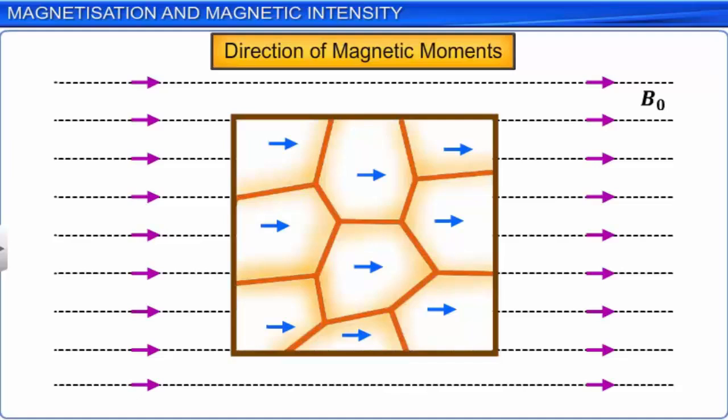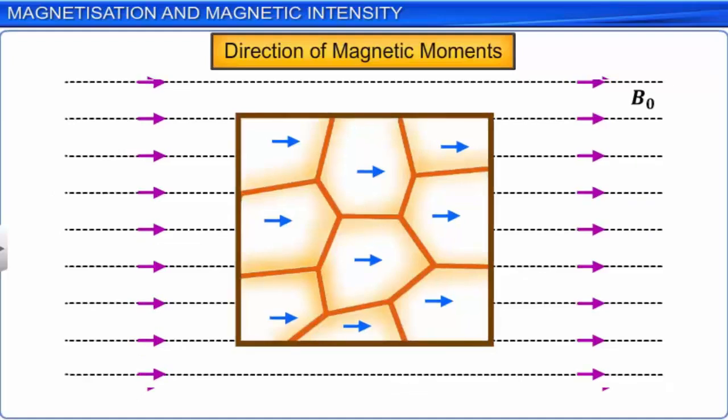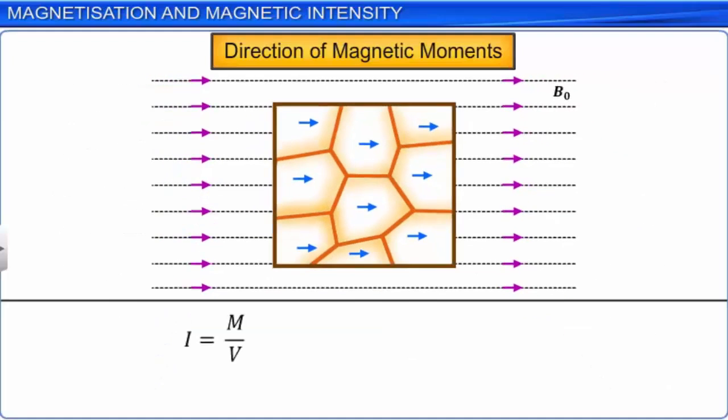Thus, the net magnetic moment per unit volume is called magnetization or intensity of magnetization. That is, I = M by V. The unit for intensity of magnetization is ampere per meter. Its dimensional formula is M⁰ L⁻¹ T⁰ A¹.